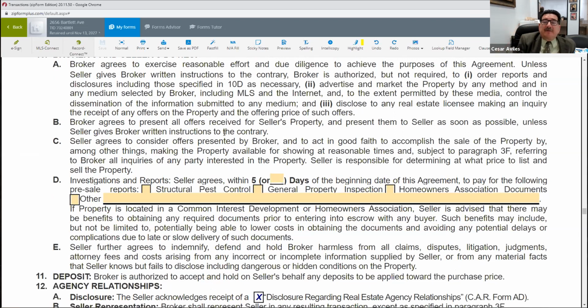You're not telling that to the seller, but I think you should call 300 people around your listing if you have a listing, right? And also it says here that the broker agreed to present all offers that are received and present them to the seller as soon as possible. Do not hold offers in your hand. If you receive an offer from another agent, be honest with yourself, be honest with the seller, present the offer, get a yes, a no, or a counter offer.